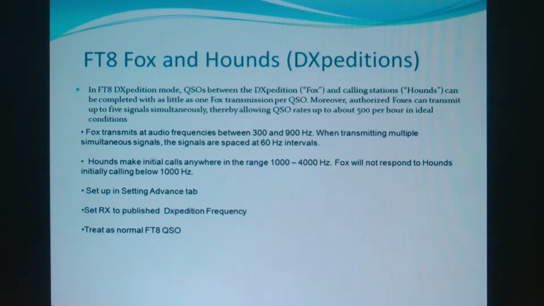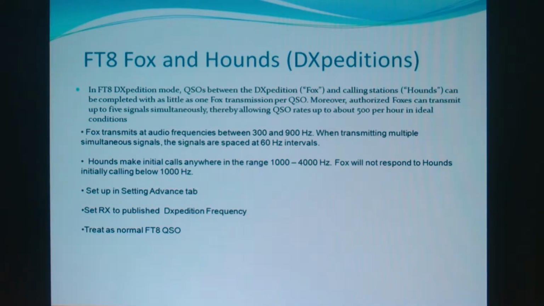Fox and Hounds mode. In the latest version of FT8, there's a Fox and Hound mode for DXpeditions. The Fox is the expedition station. The Hounds are all the people trying to make a contact with him. The way this works is you find the frequency the DXpedition is working on, and you dial that into your transceiver.